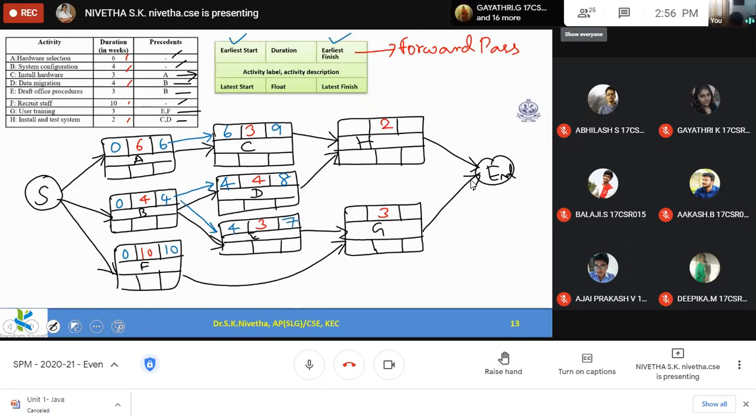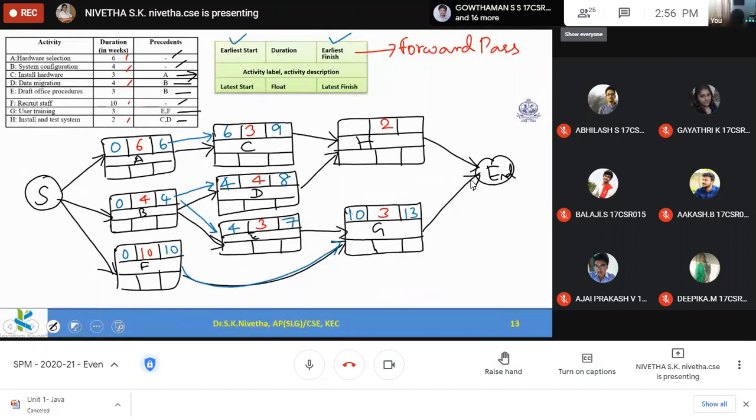And after F is over, I can start G. So for this, F and E both should get completed. E is completing at the 7th week, but F is completing at only the 10th week. So the latest value, the highest value only I can fill here. 10 plus 3 becomes 13.